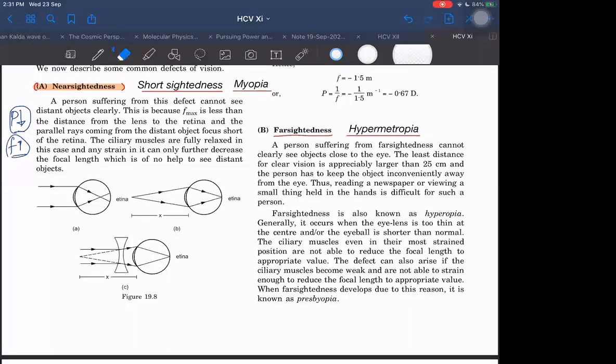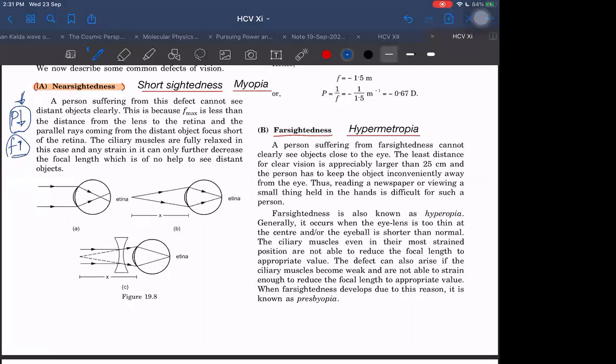And to correct this defect, what type of lens should we use? As I told you, our aim is to reduce the power. Concave. If our aim is to reduce the power, then we should use a negative power lens, concave. Our eye has already gained more power and we want to decrease it. So the way to decrease its power will be to use a concave lens in series with it, in front of it.